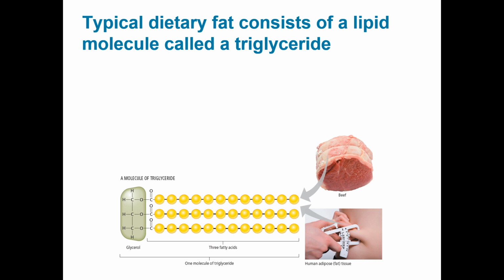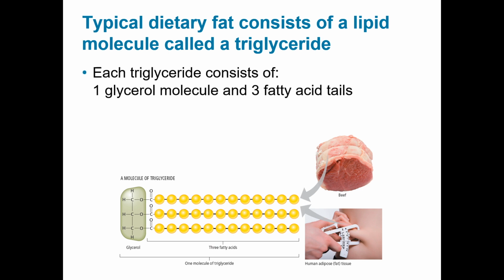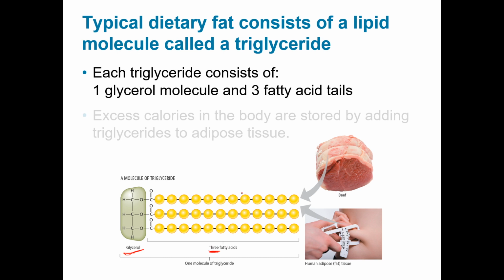Now let's talk about fat. So our main fat in our diet consists of what's called a triglyceride. Each triglyceride has one glycerol molecule, you can see that down here, and three, hence tri, are called fatty acids or fatty acid tails, the long parts of that molecule.